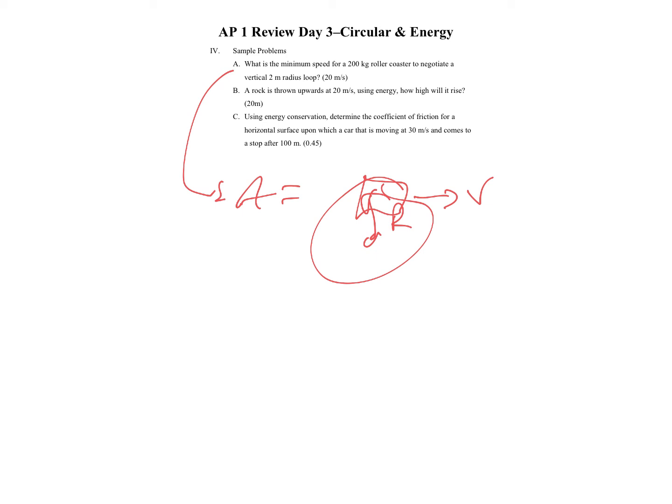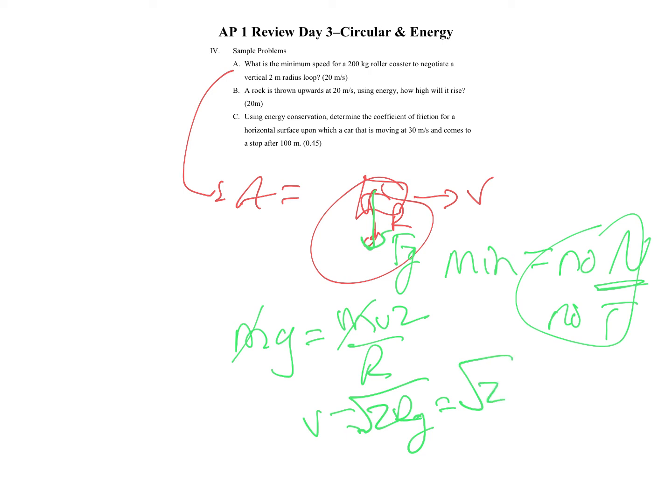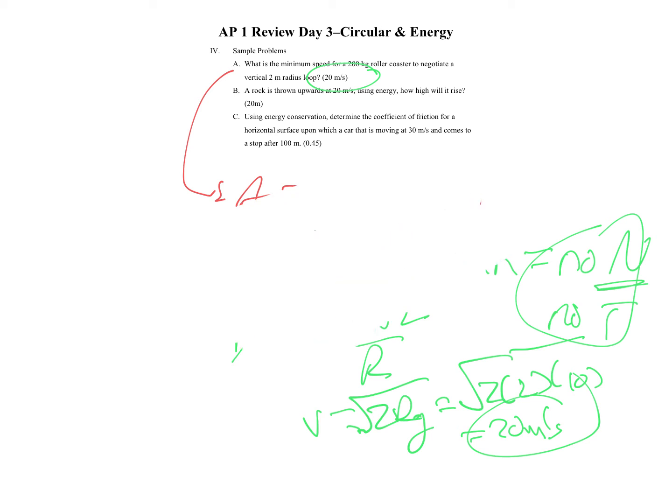I know if it's minimum, that means there's no N, or no tension, and no other force. So the only force that's keeping it in a circle is Fg. So mg is my centripetal force, which is mv squared over r. I cancel out my m's, and I can solve, and v is equal to the square root of 2rg, which is the square root of 2 times 10, give or take, which is 400. The square root of 400 is 20 meters per second, right? 20 meters per second. All right? I'm going to erase that. Next one.